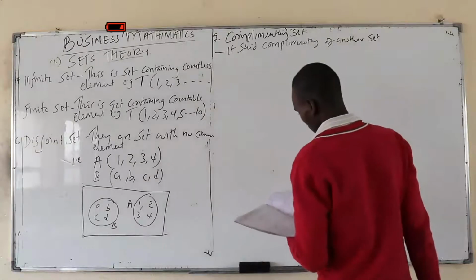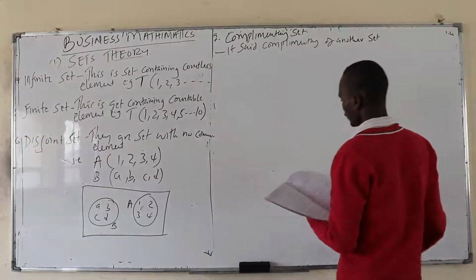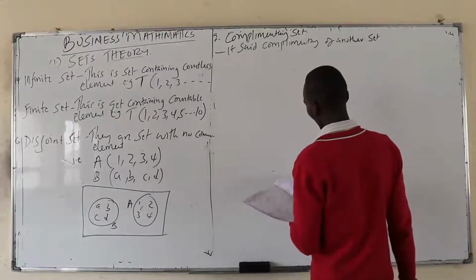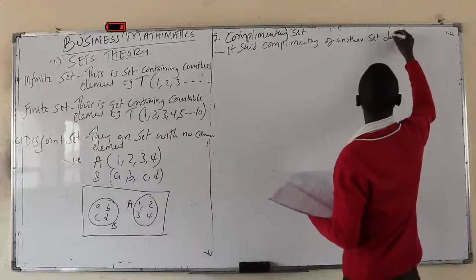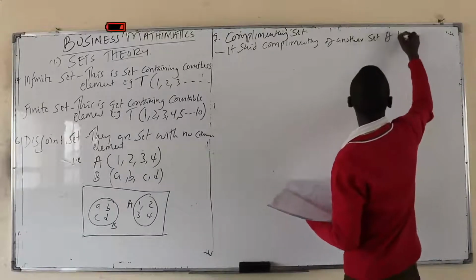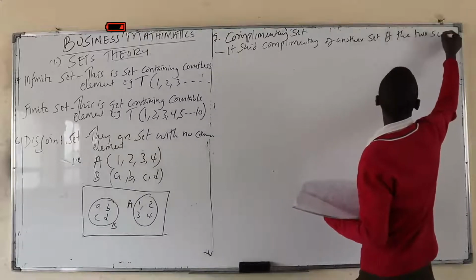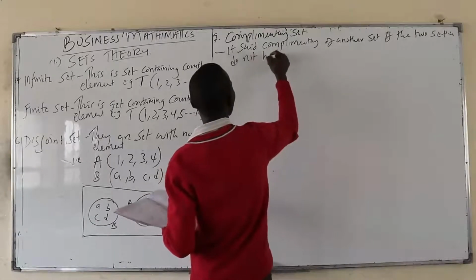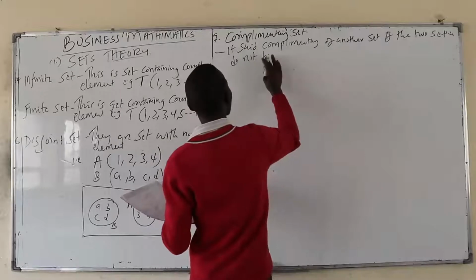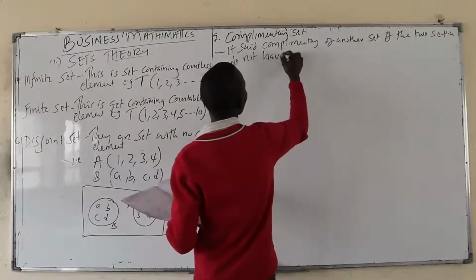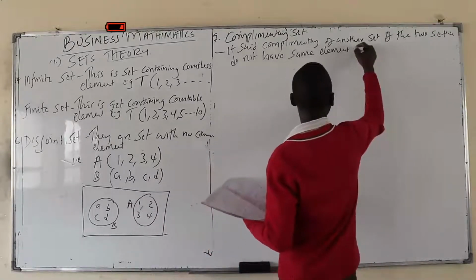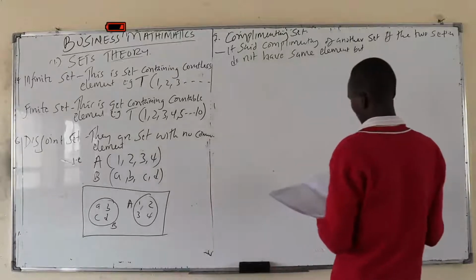Then we have number six, disjoint sets. We say they are sets with no common element, i.e. set A has 1, 2, 3, 4 as members of that set, but set B has only A, B, C, D. They are not common.